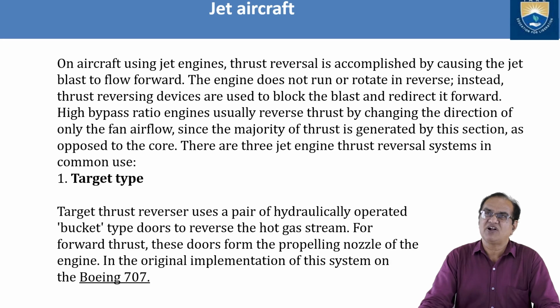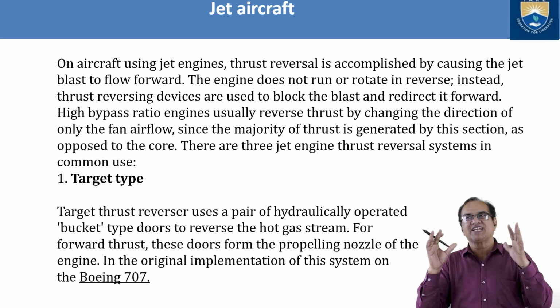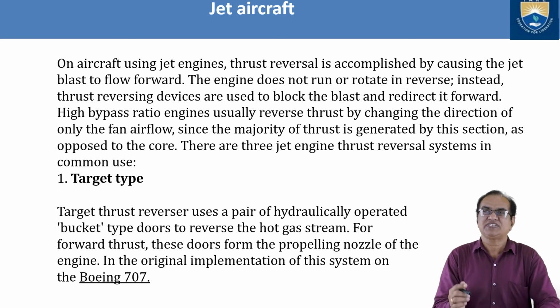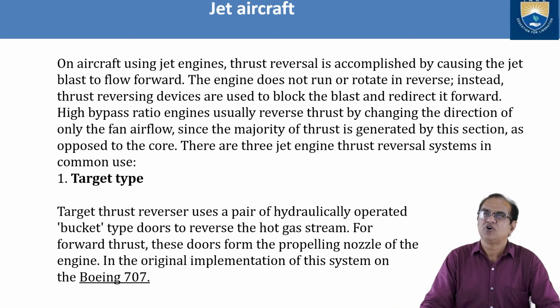The engine does not run or rotate in reverse. The engine will rotate only in the same direction. Instead, thrust reversing devices are used to block the blast and redirect it forward. High bypass ratio engines usually reverse thrust by changing the direction of only the fan airflow.